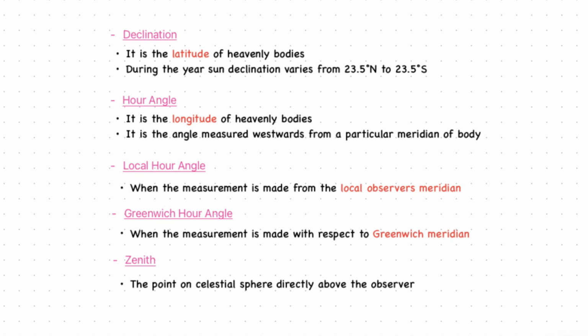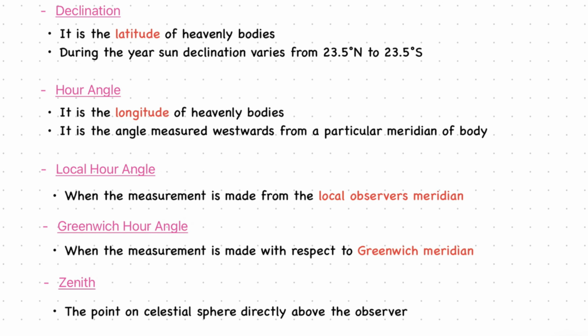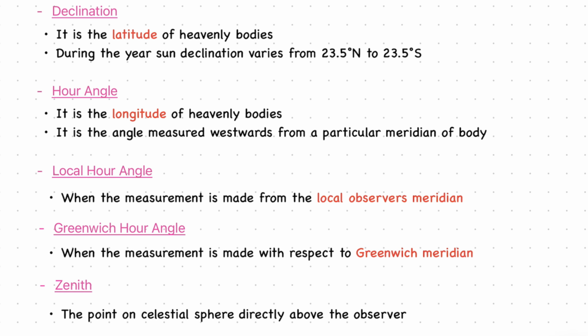Now we have some definitions. These definitions are not relevant to this chapter only, but to the next chapter, where they are very important. I just want you guys to remember these. Declination is the latitude of heavenly bodies. During the year, the sun's declination varies from 23.5 degrees north to 23.5 degrees south. R angle is the longitude of the heavenly bodies. It is the angle measured westwards from a particular meridian of the body. Remember, declination means latitude and R angle means longitude.